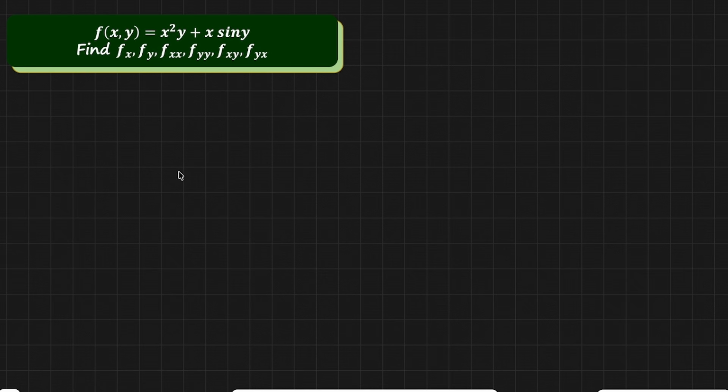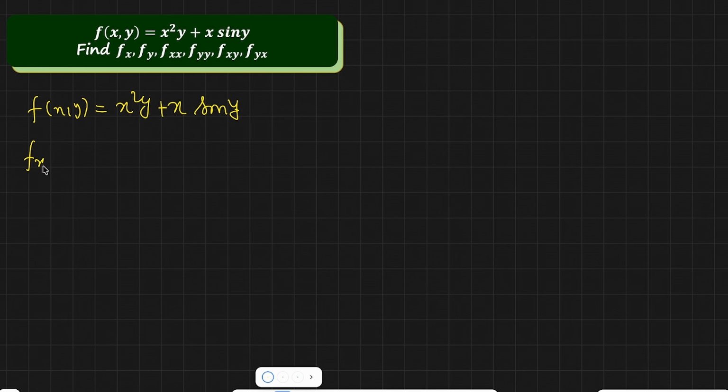Now come to the next point, how to find the partial derivative of this question. Again, we will solve all the partial derivatives. So what is your f of x comma y? That is x square into y plus x into sine y. First find the partial derivative with respect to x of x square y plus x sine y. Keep in your mind, whenever you are partially differentiating with respect to x, all others are treated as constants. So what will it be?